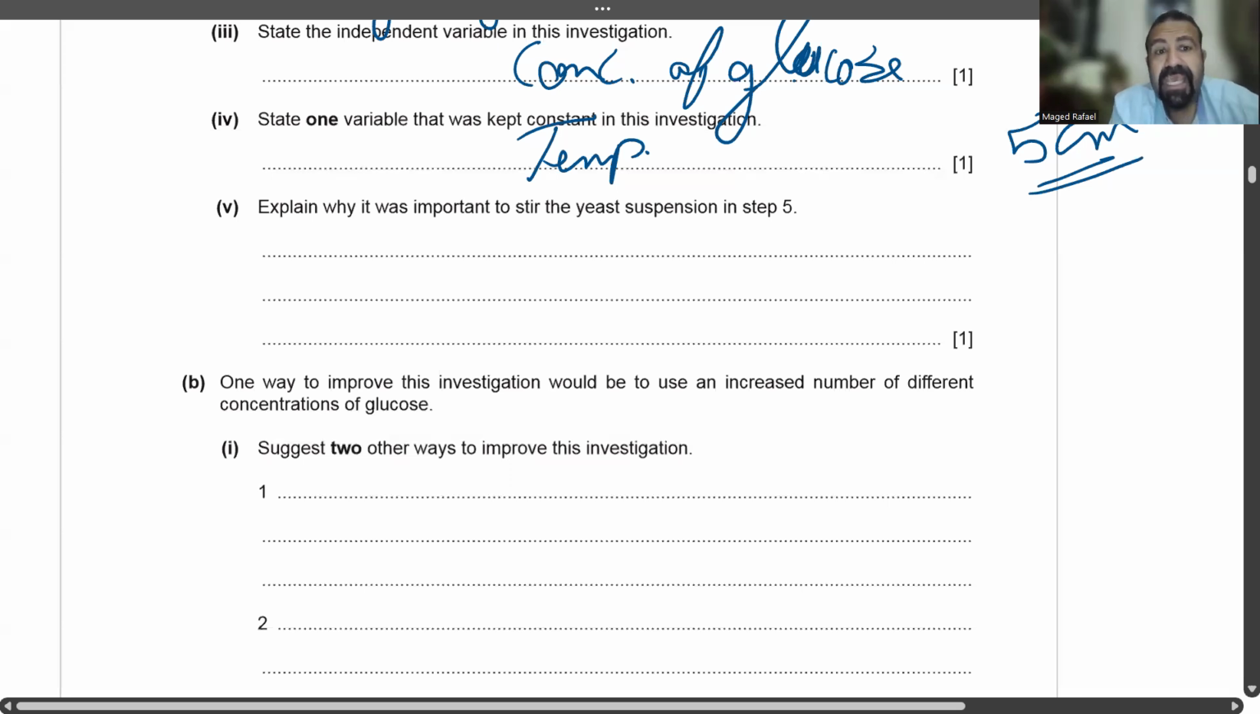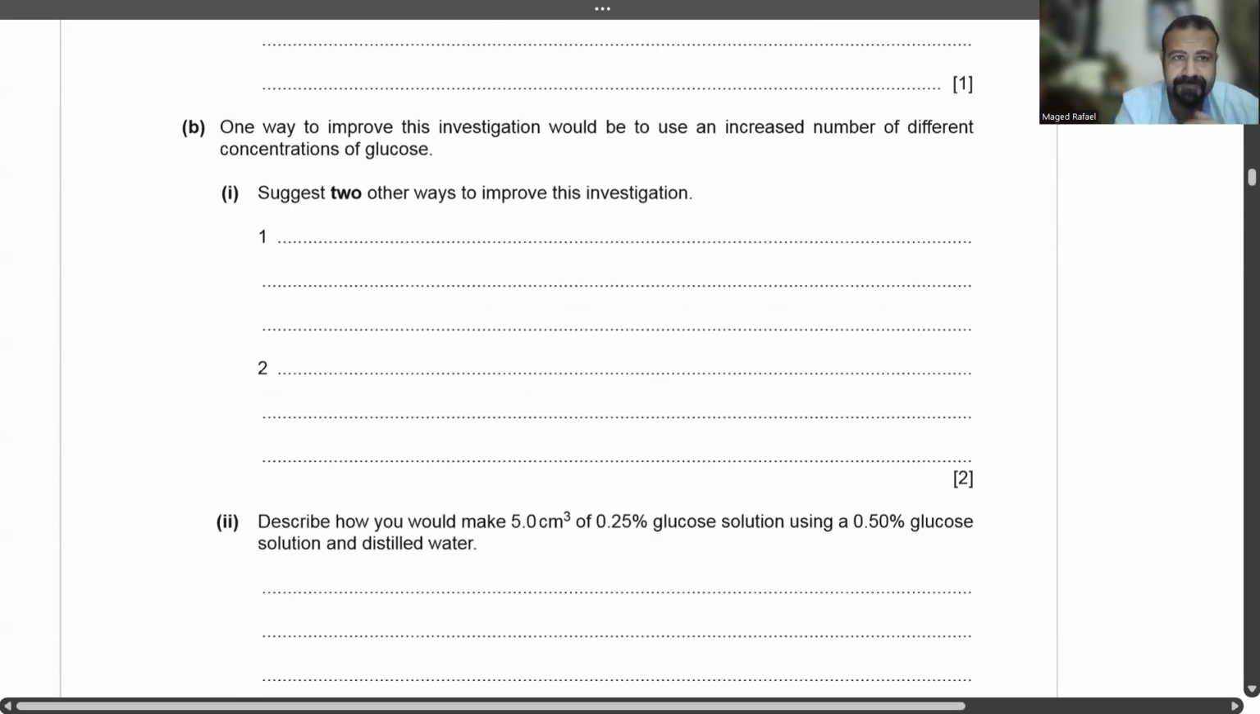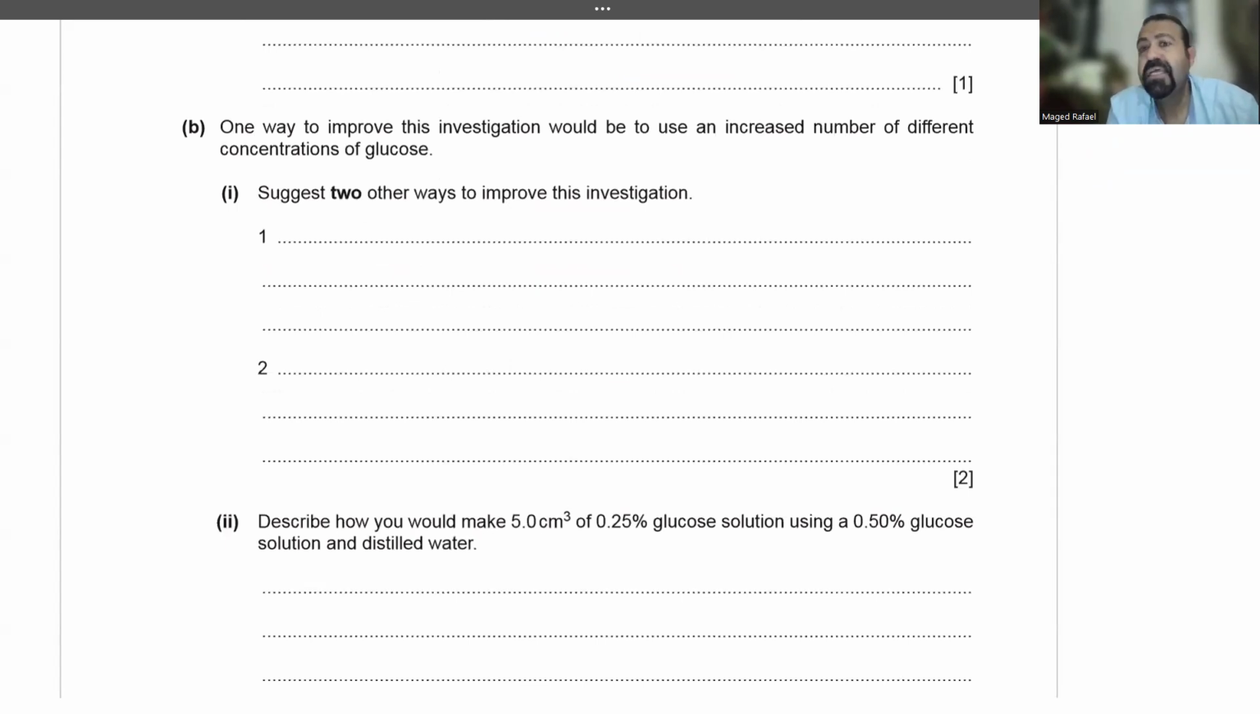For question V, explain why it was important to stir the yeast suspension in step 5. We expected this question, and we said the idea of the even distribution or uniform distribution of the yeast cell solution. So this is the answer. Question BI. One way to improve the investigation would be to use an increased number of different concentrations of glucose. He wants 2 other ways to improve the investigation.